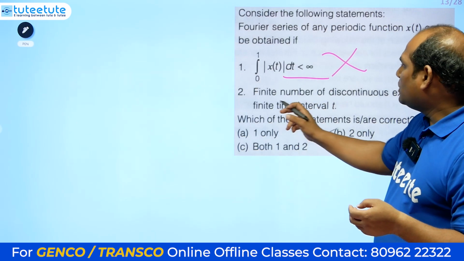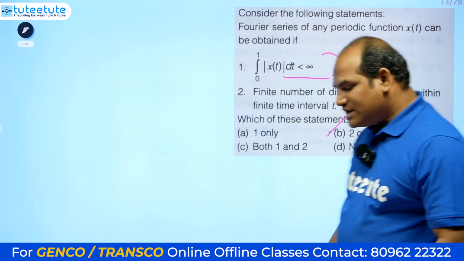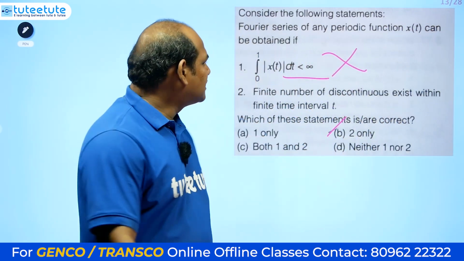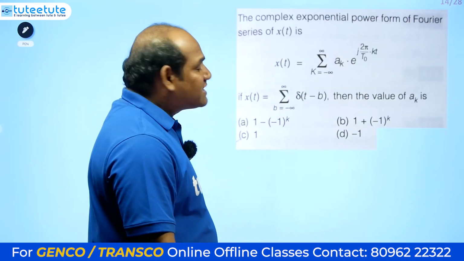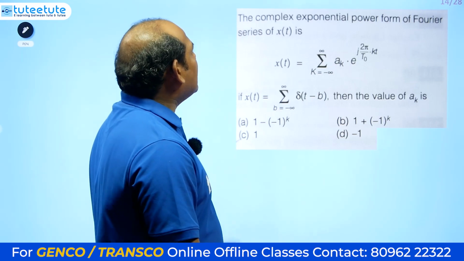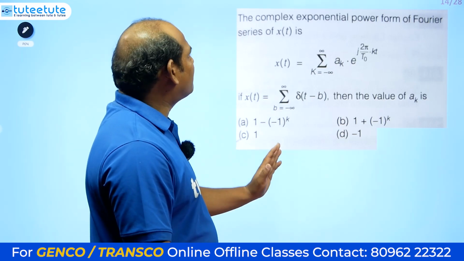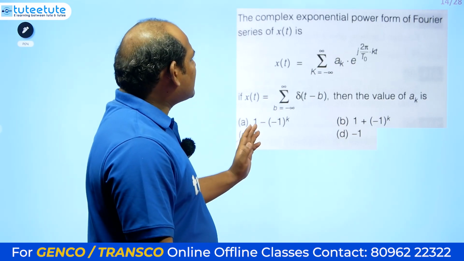So we can tell only the second statement is correct. That means option B is the correct option. Okay, like that we can consider. Now the next question is related to, I think, the exponential Fourier series. We'll see that one. The complex exponential form of the Fourier series of x of t is.